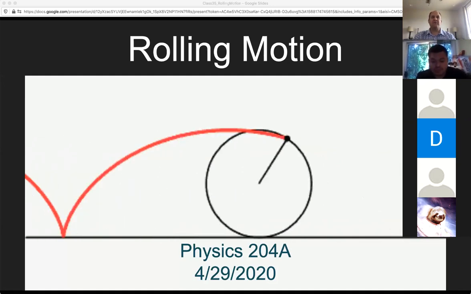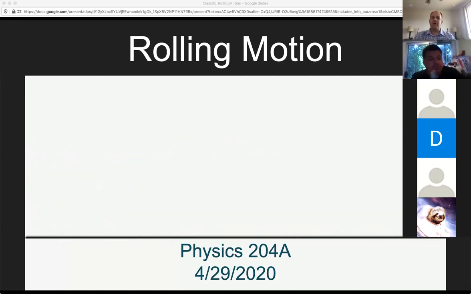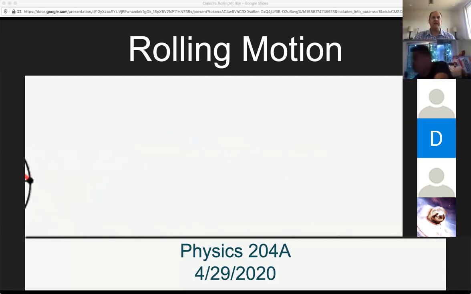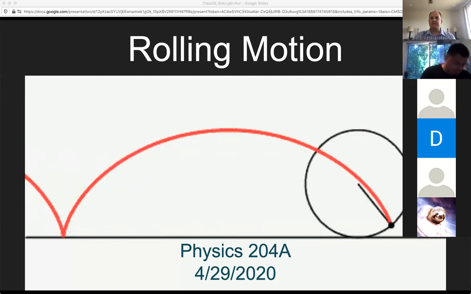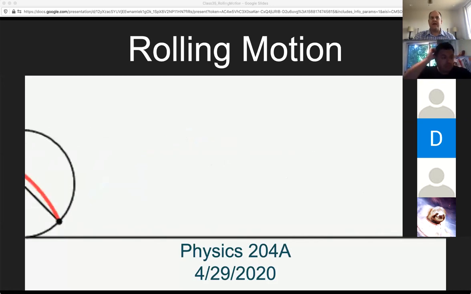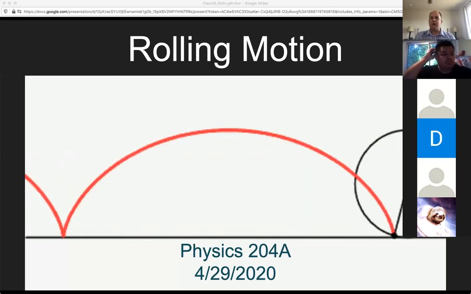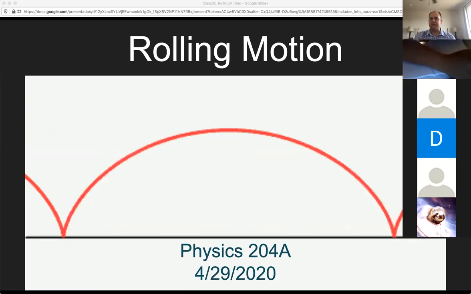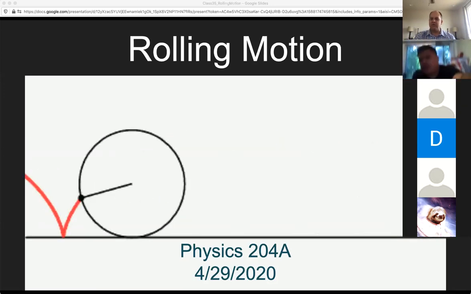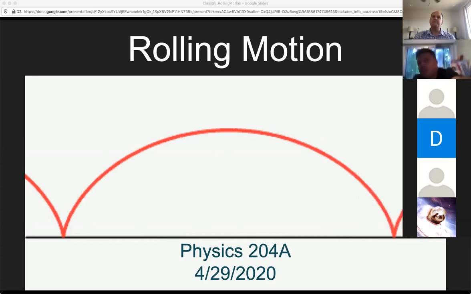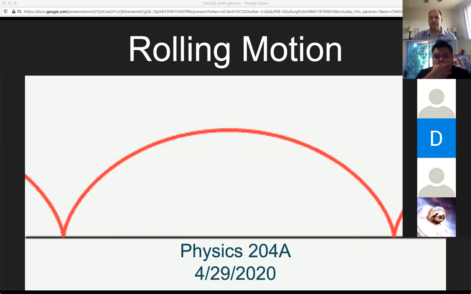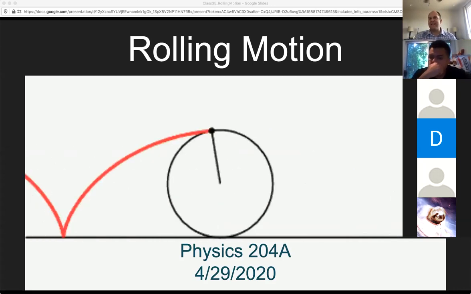Today we're talking about rolling motion. What I have going up on the slide right now is just making a red line that tracks the position of one spot on the edge of a wheel as it rolls along, right? This is a wheel rolling without slipping. So I want you to note the shape this makes. It makes kind of a weird shape, right? It's not a circle.